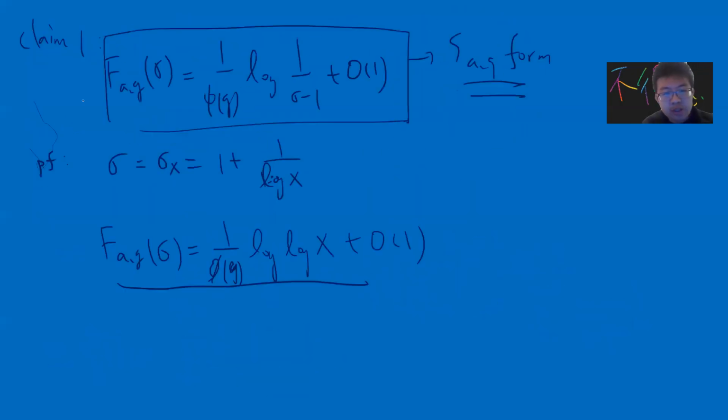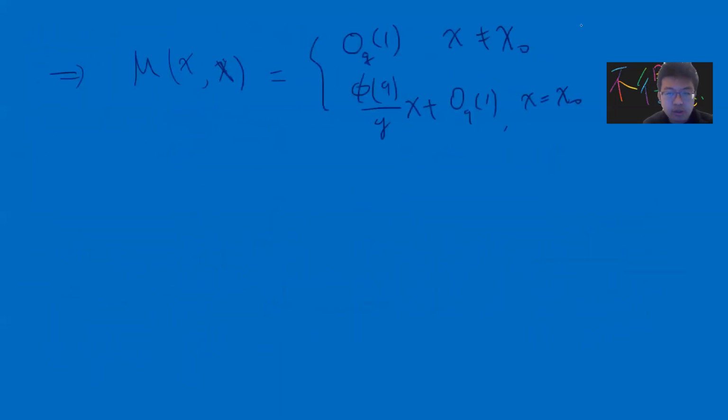Okay, so we proved that F and S differ by at most O(1) term. So now if I can prove this, then I modify it to this, and then I can prove this. So this is the first step.